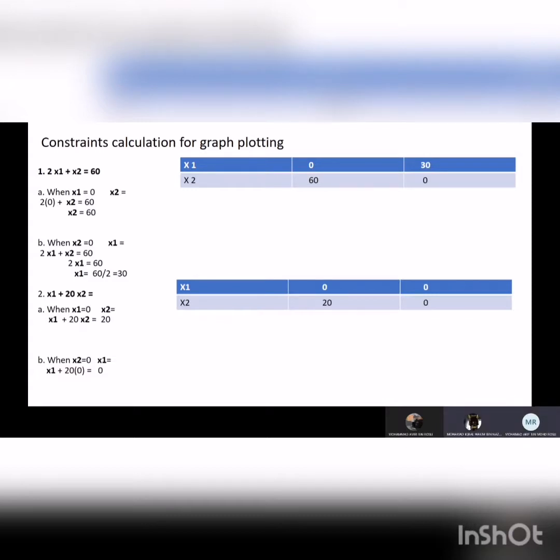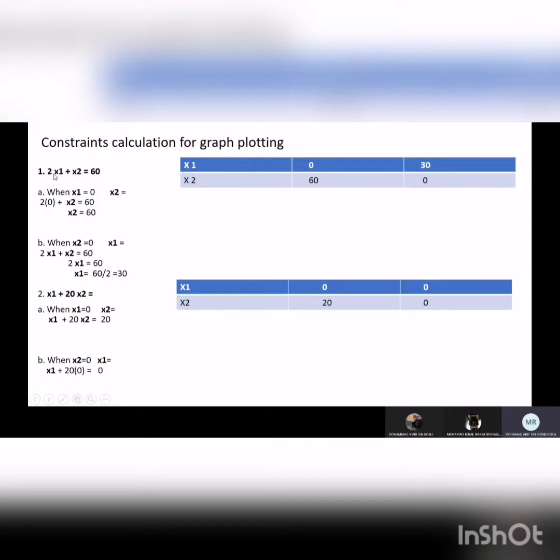Assalamualaikum. This slide is about constraint calculation for graph plotting. As you saw just now from the previous presenter, who explained how we get the 60 and the numbers behind this, now I want to explain how we can get the calculation for graph plotting.